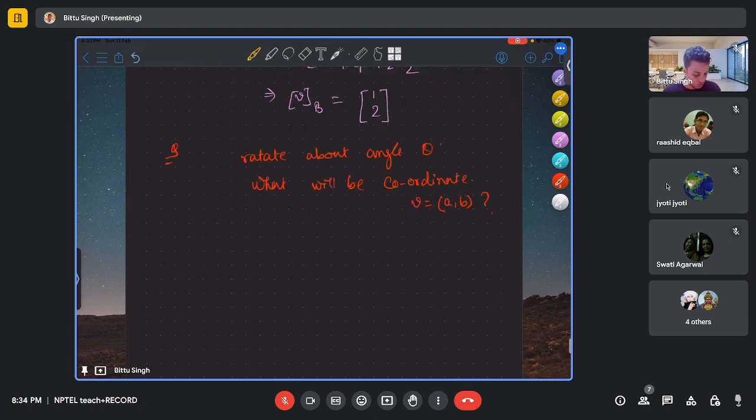That was the old system. We have rotated through an angle theta. And the point here is (x, y), or (a, b). The vector is given by (a, b). What will be the coordinate of this (a, b) with respect to the new system? Do we know the answer?